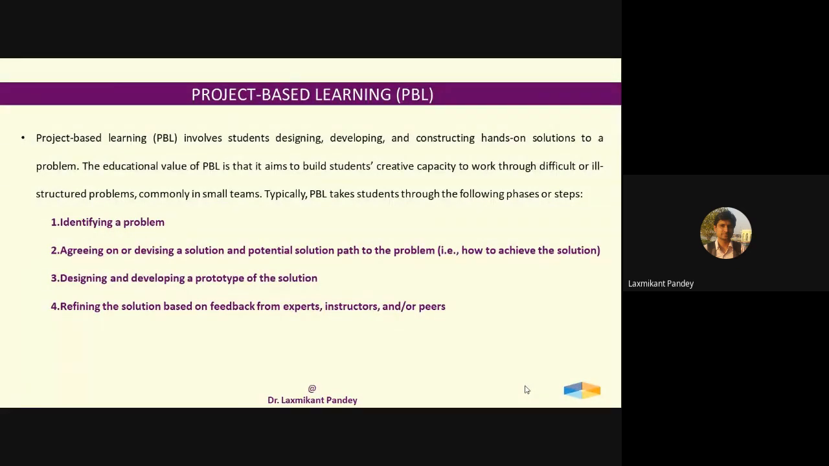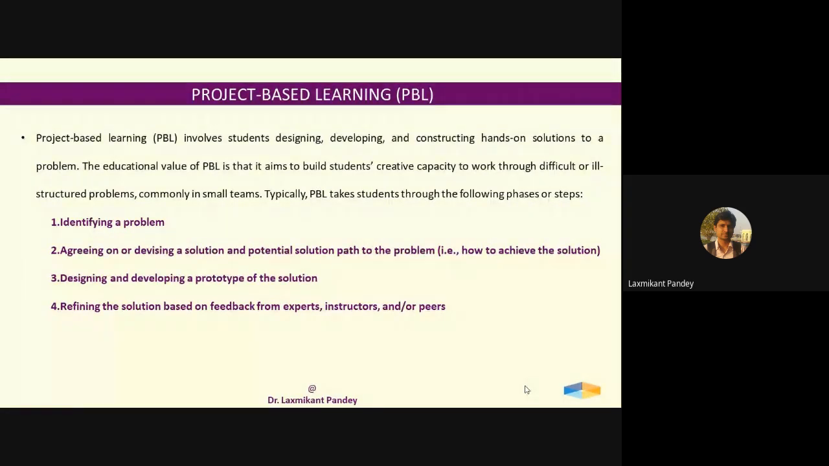If you look at the phases of project-based learning, it has a total of four phases. The first thing is identifying a problem. This is a very important thing. In project-based learning, you can give a specific problem to the students. Second, you can make students free: a student can think of any kind of problem by themselves. You can give them a problem, or students can also think of any challenging problem by themselves.